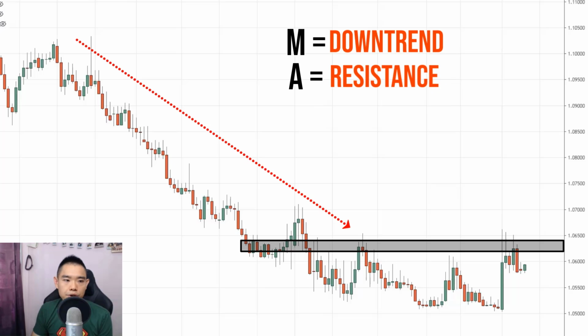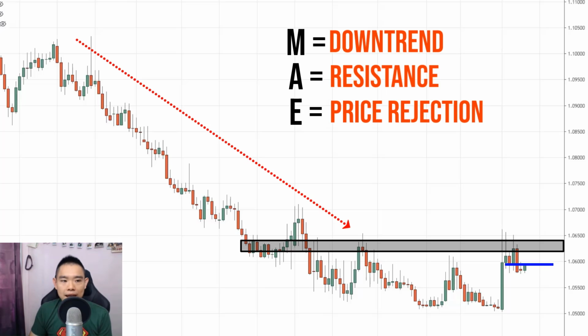Number 3, entry trigger. Do we have an entry trigger to trade this market? From the looks of things, I see a price rejection over here and then another price rejection over here. So multiple price rejections. I'll say that is an entry trigger to short this market. So let's call it PR, price rejection.